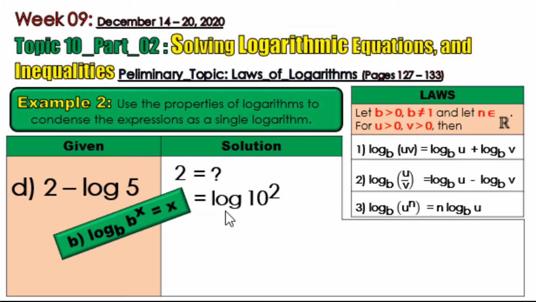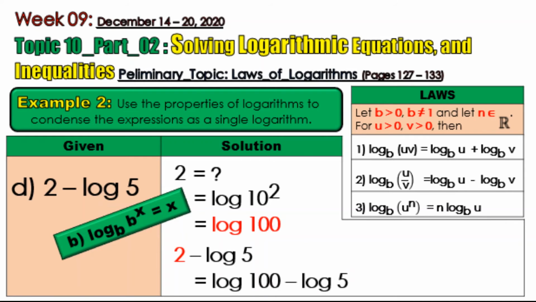So we have now this logarithmic expression which is equivalent to 2. And therefore, expanding this will become logarithm of 100. So 10 squared is 100. So this is now our 2. And therefore, we can substitute this to 2. So therefore, we can substitute logarithm of 100 to 2. So logarithm of 100 minus the logarithm of 5.